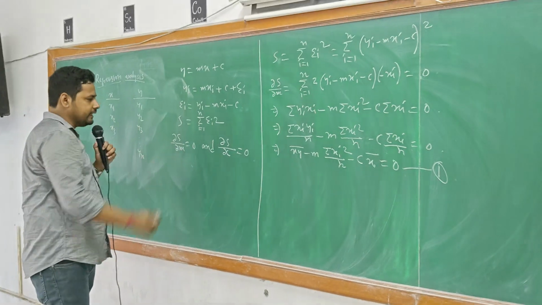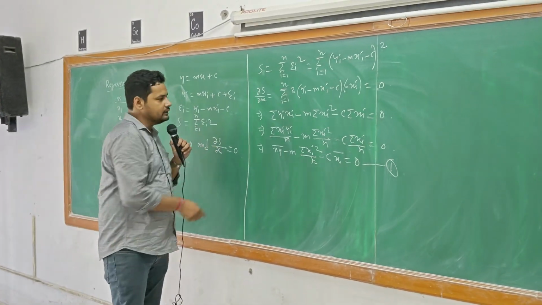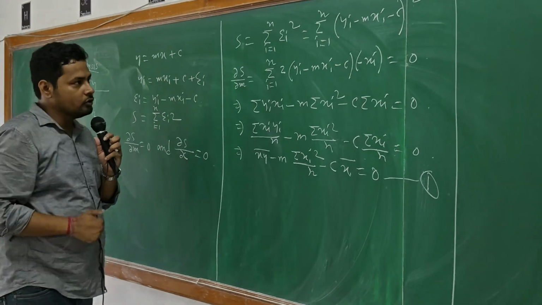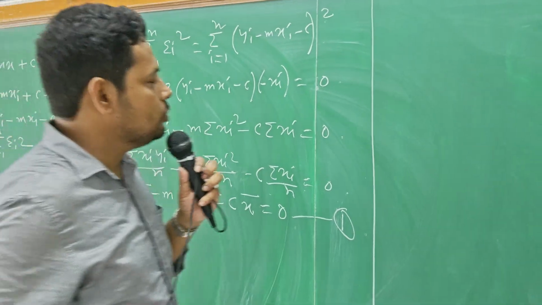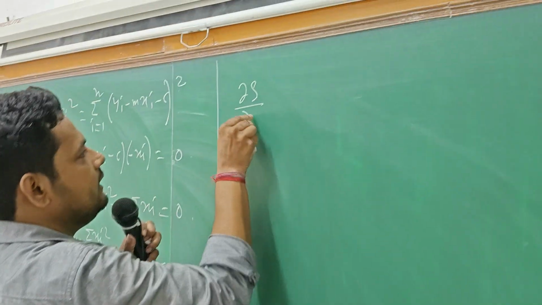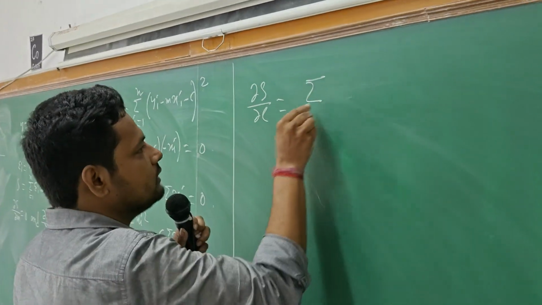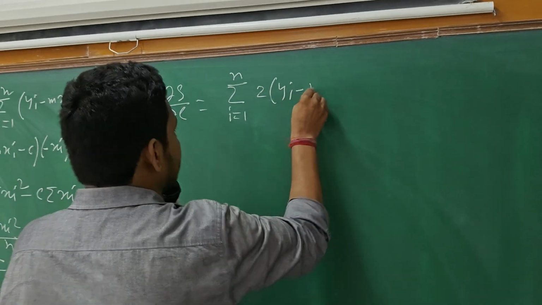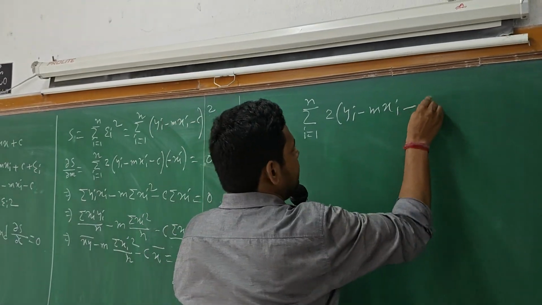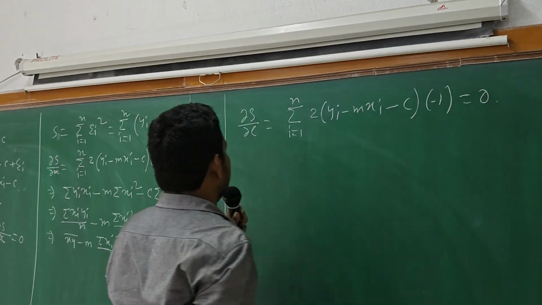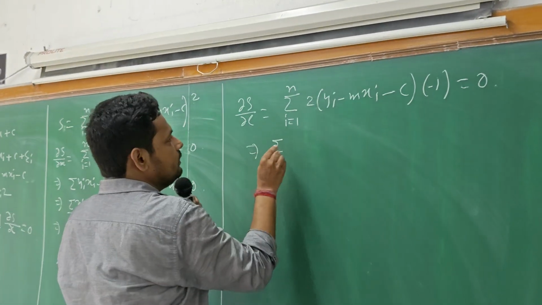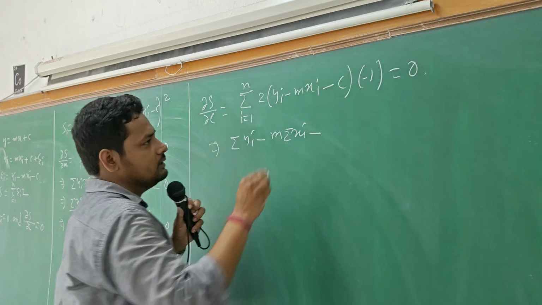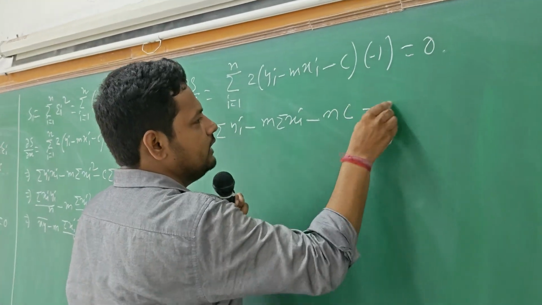Now we will go for the second relation, which can be derived from del s del c equal to 0. This is the expression for s. So what we will get from del s del c? Del s del c, this one equal to, in a similar way, summation i equal to 1 to n, 2 into yi minus mxi minus c into minus 1, this one equal to 0. So this gives actually summation yi minus m into summation xi minus n into c, this one equal to 0.